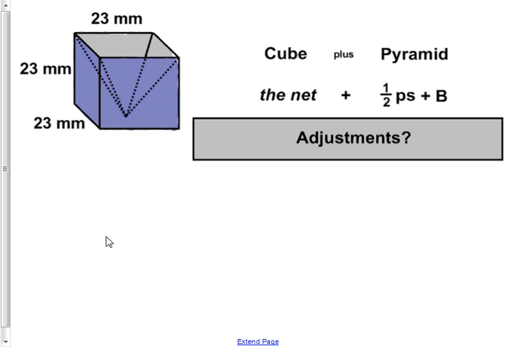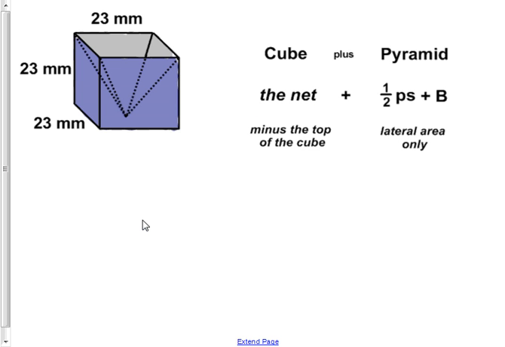Okay, as far as our adjustments are concerned, when we look at the cube, we have 5 of the 6 sides of the cube still intact, so we will need to remove one of them from the net. And then from our pyramid, we have all of the lateral faces, all the triangles from the sides of the pyramid, but we do not have its base. So we're going to have to take the base off of that formula and just look at the lateral area only.